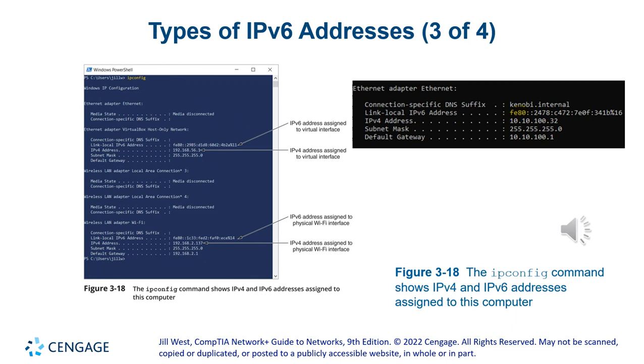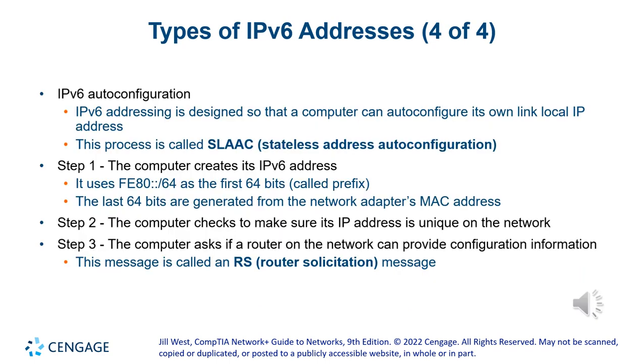On the right-hand side, I put the one from my home computer. I have my internal network called Kinobit internal. And you'll see that my computer has the FE80 also showing as a link local IP address. And my IPv4 is 10.10.100.32, which is a private IP address that I'm using inside my home network. So please remember that once you see FE80, that's a link local. That's more like a private IP address in the IPv6 world.